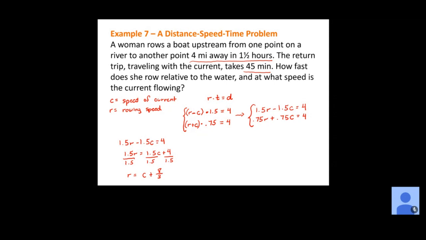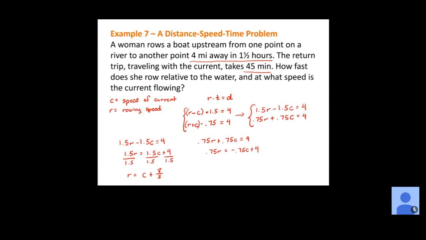Any questions on solving that equation for R? Okay, so now we need to take the second equation, do the same thing. We've got our 0.75R plus 0.75C equals 4. We need to solve that one for R also. So this time we're going to subtract the 0.75C to move it to the other side. So that's going to be 0.75R equals negative 0.75C plus 4.